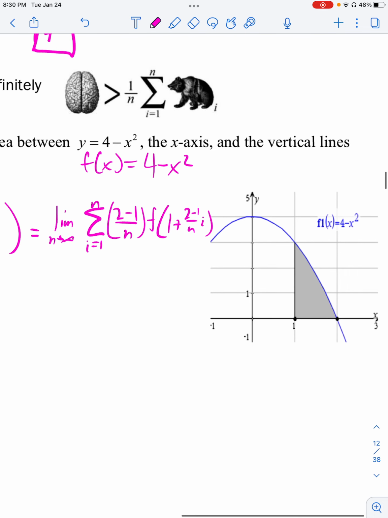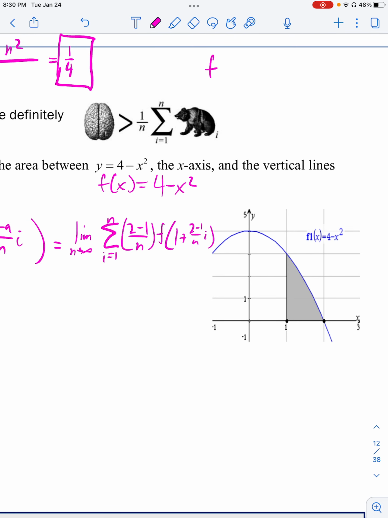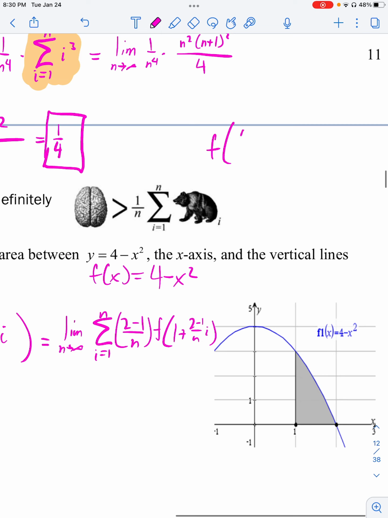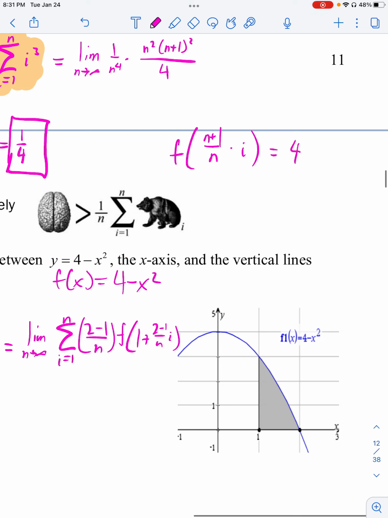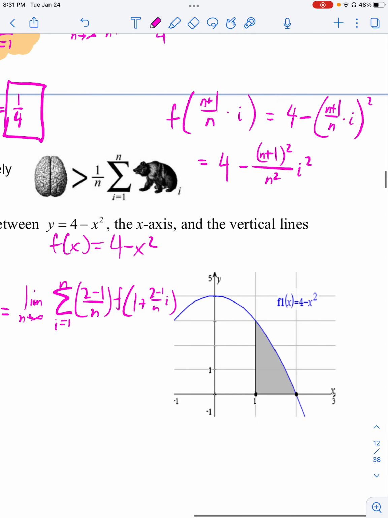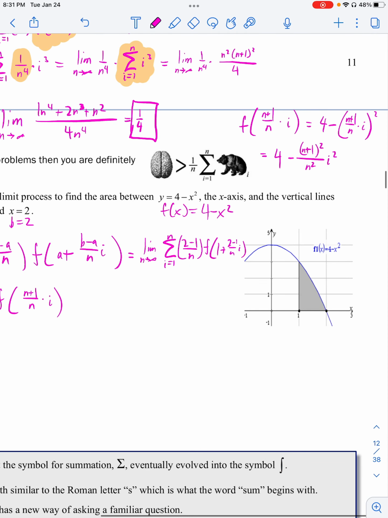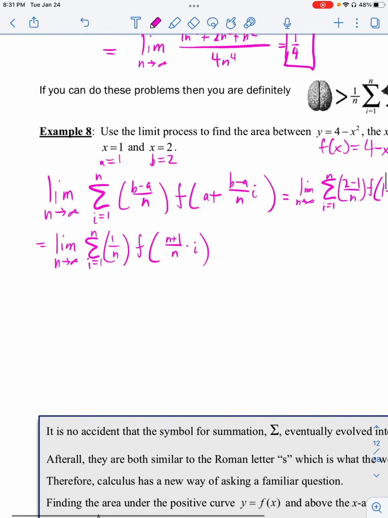So here's f of x. f of (n plus 1) over n times i is going to be equal to 4 minus ((n plus 1) over n times i) squared. That's going to be equal to 4 minus (n plus 1) quantity squared over n squared times i squared. I don't know if I should expand that out yet or not. I'll hold off.